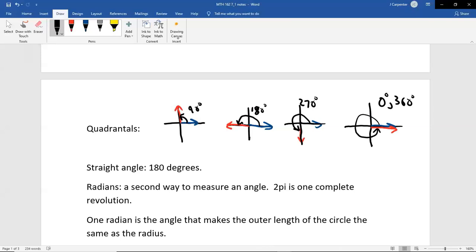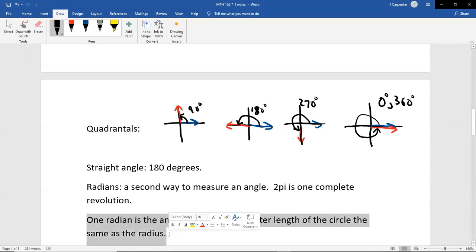But before we get into that aspect, let's actually try and understand what a single radian is by definition. So this is a definition. This isn't something that you could just deduce. The definition of a radian is that one single radian, so 1 feet, 1 mile, that kind of thing, 1 rad, 1 radian, is the angle that makes the outer length of a circle the same as the radius.